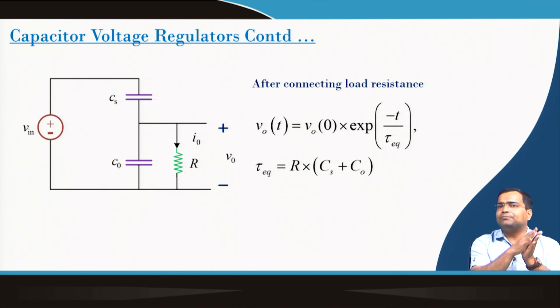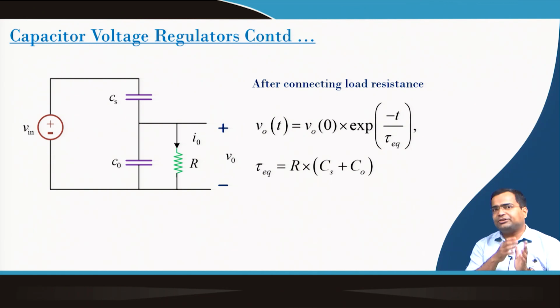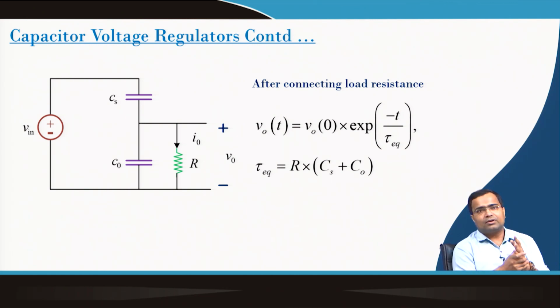If that current comes from the supply voltage, that means the rate of change of charge, that means dq/dt, is nothing but the current. Since the current is flowing, the charge is no longer constant, the charge is varying. If the charge varies, what happens?